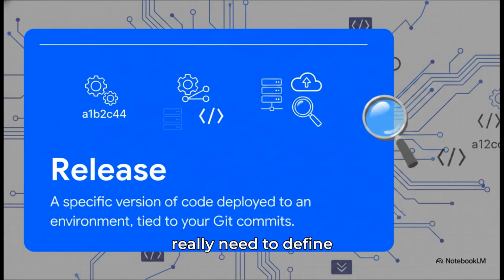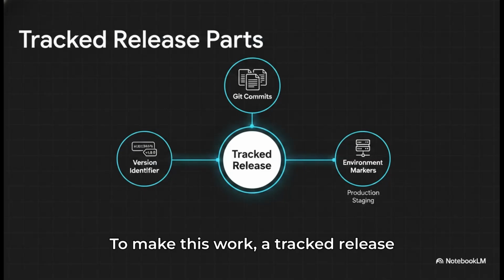Moving on to Section 2, anatomy of release tracking. First things first, we really need to define what a release actually is in this context. In the Sentry ecosystem, a release is simply a specific version of your code that has been deployed to an environment. And crucially, it is directly tied to your Git commits. Think of it as the ultimate bridge between what your developers just wrote and what your users are currently experiencing in the app.